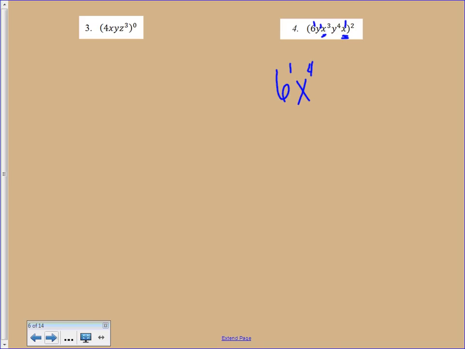A lot of students ask, what order should the letters go in? And I usually just say, put them in alphabetical order. That's typically your best option. Next, we have our y's. We have y to the 1st and y to the 4th. So I'm going to write that as y to the 5th.